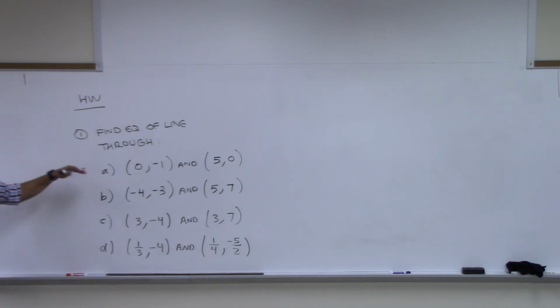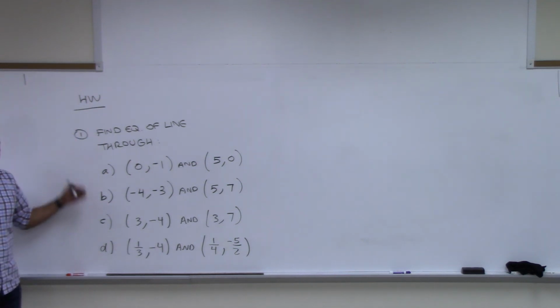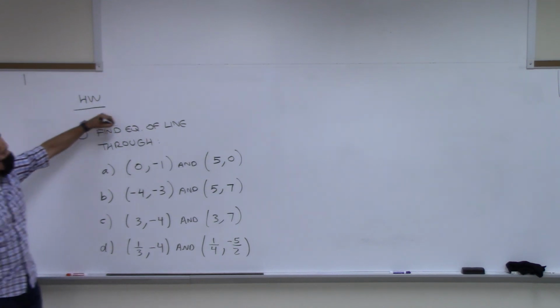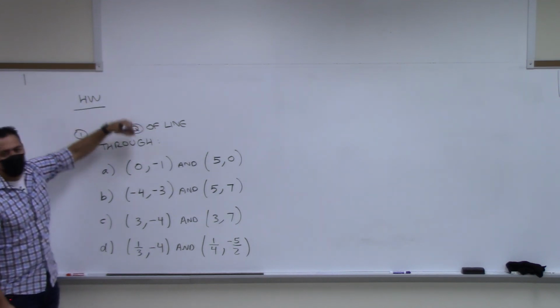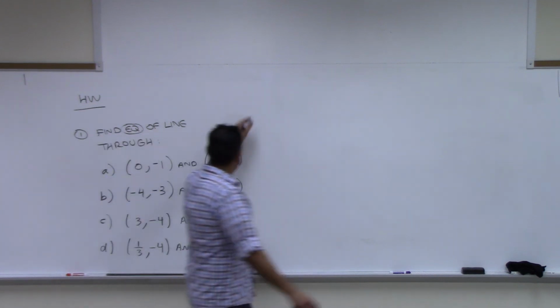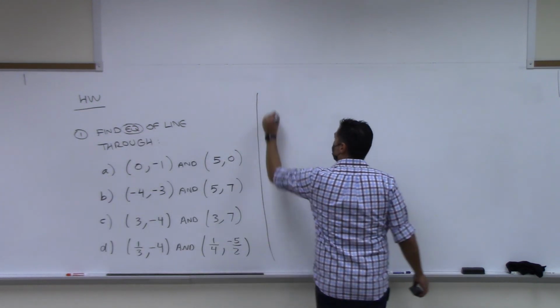So there's 4 different problems here, right? For each one of these, you're going to find the equation of the line through those points. Right? Equation. Just make sure you're getting the entire equation, not just the slope. Right? Any questions on that? What you need to do there?